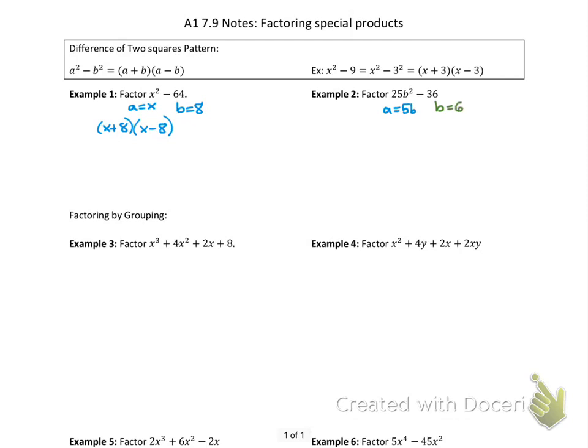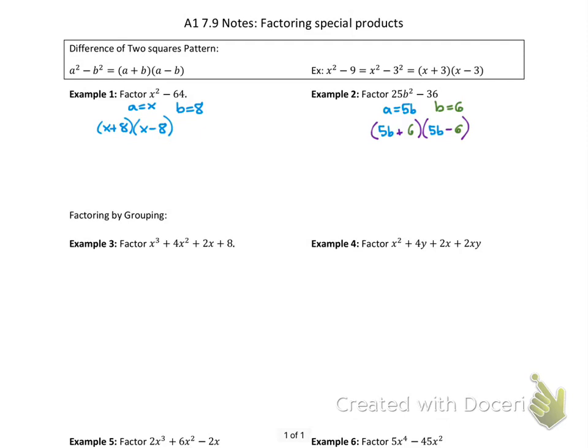So when you do this, you get a plus b, so 5b plus 6, times a minus b, so 5b minus 6. And that's it, you're done. That's the answer. Super, super simple again.